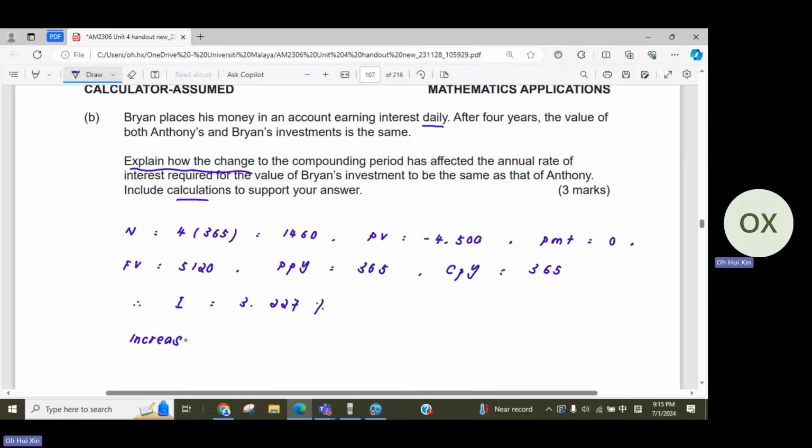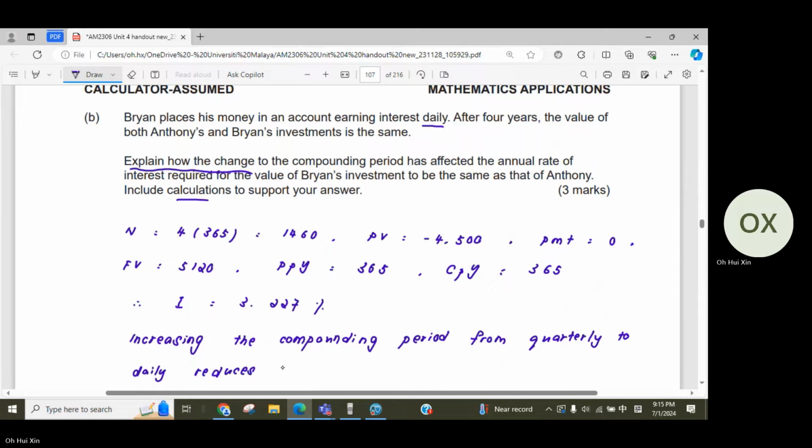So which means that as you increase the frequency, so increasing the compounding period from quarterly to daily reduces the required annual interest rate. Okay, so that's how you answer this question.